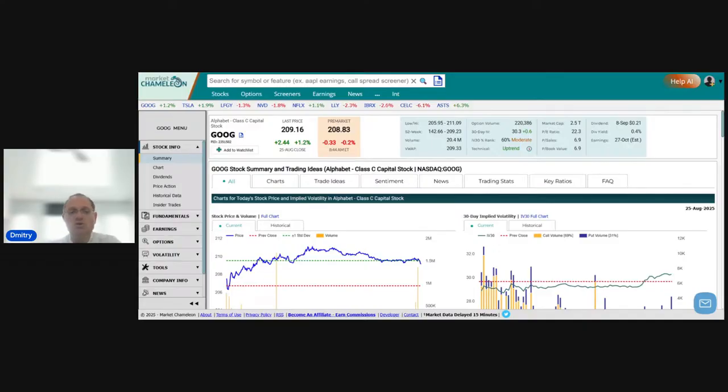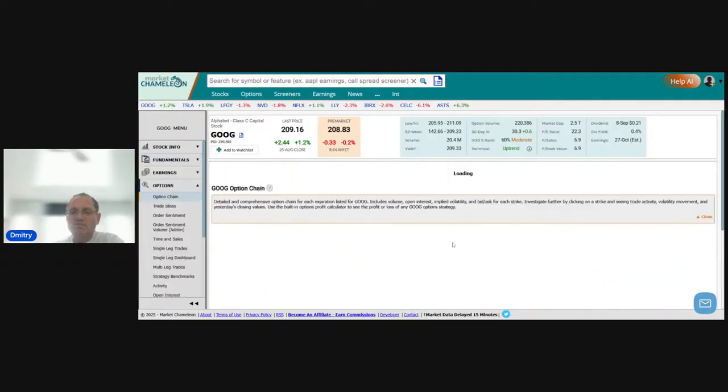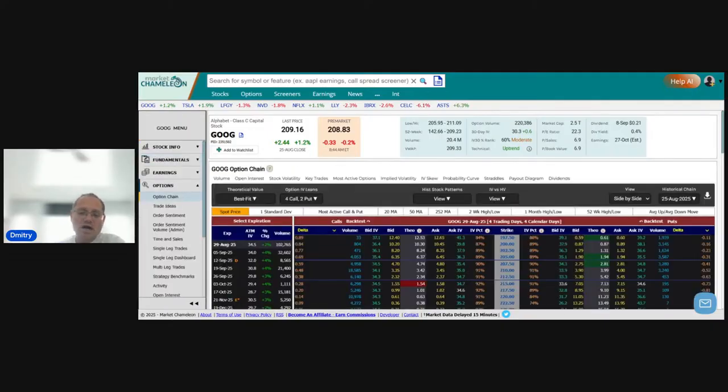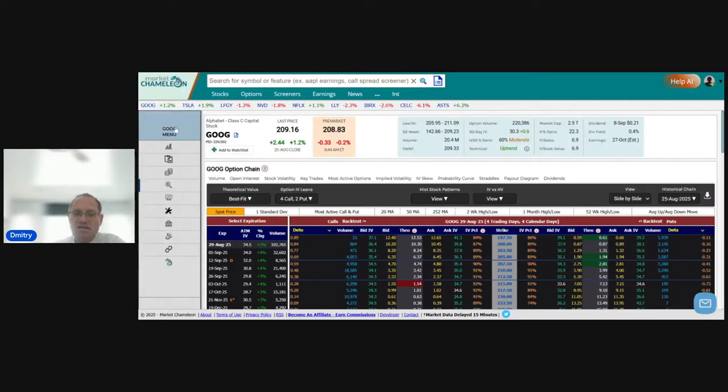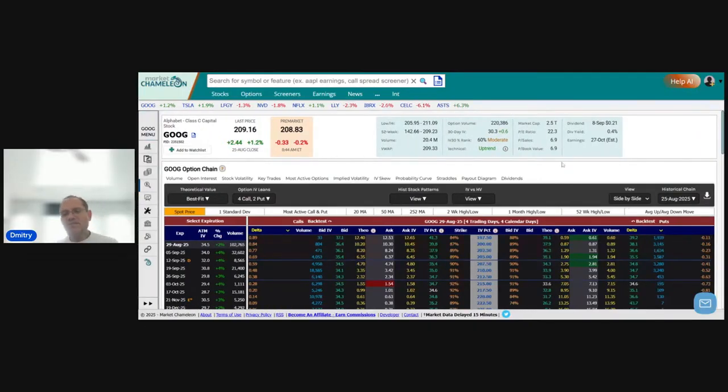So I typed in Google in the search box. We land on the summary page. On the left-hand side, we have a menu. Let's go to the options. We're going to click on option chain. This will take us to the Google option chain. I'm going to click on this menu to minimize it and expand our screen.